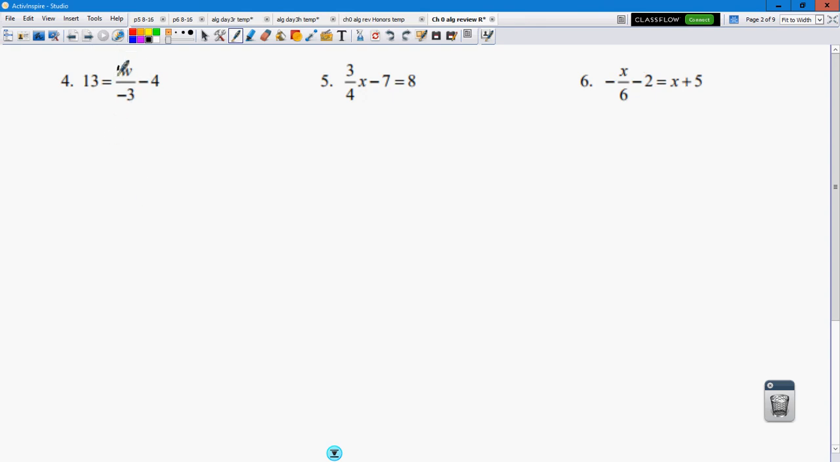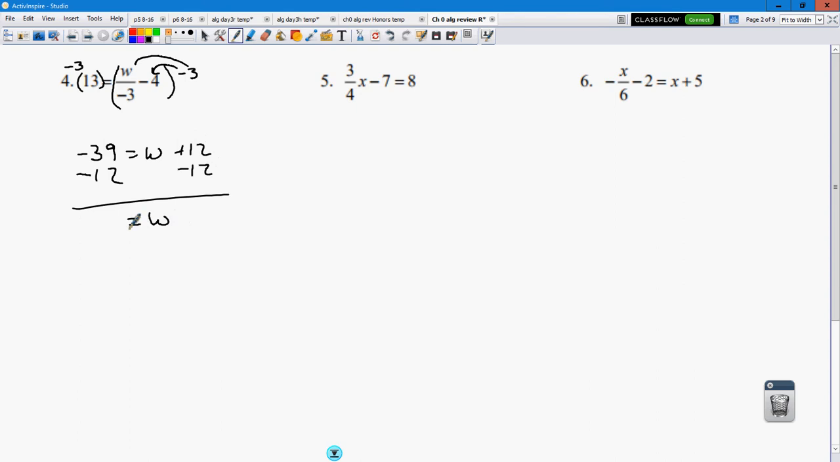Again, once I see fractions, I'm going to go ahead and multiply by a negative 3. I want this to be positive. And if I multiply one side, I've got to multiply the other. Negative 3 times 13 is negative 39. When I multiply by a negative 3 here, it would cancel and become a 1. When I multiply a negative 4 times a negative 3, I would get a positive 12. Subtracting 12 from both sides, w is equal to a negative 51.